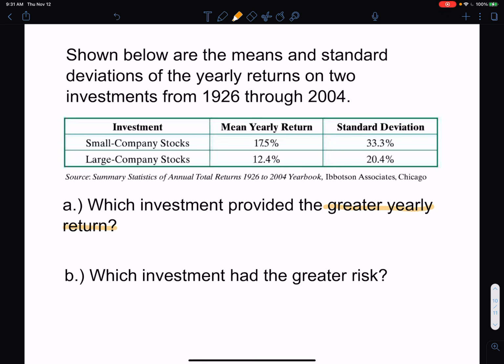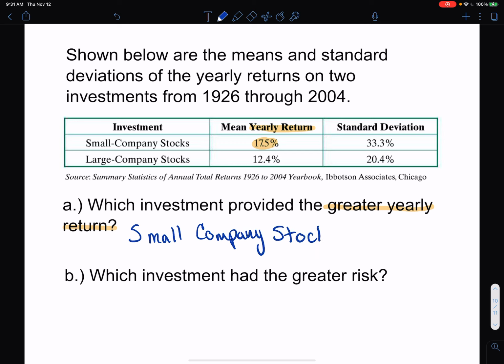In Part A, they're asking us which investment provided the greater yearly return. So if I look at the table, I can see that the phrase yearly return is used when they talk about the mean. So if I'm looking at which one had the greater yearly return, that's this one that had the 17.5% because that's the highest one. So we can say small company stocks.